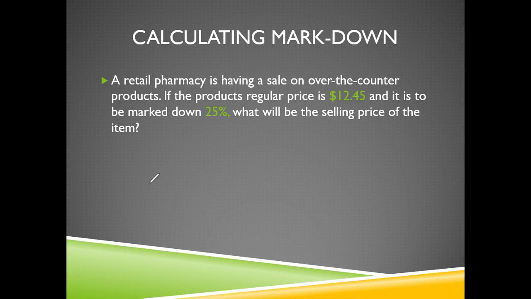So first things first, we have a retail pharmacy having a sale on over-the-counter products. If the product's regular price is $12.45 and it is to be marked down 25%, what will the selling price be of the item? So here I want to find out what 25% of $12.45 is. So I'm going to go ahead and multiply it by the percentage as a number. So I have $12.45 times 25 divided by 100, and I get $3.11.